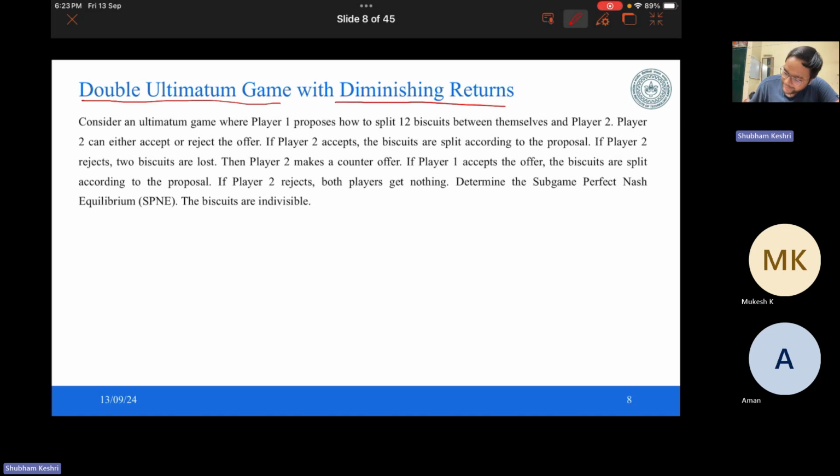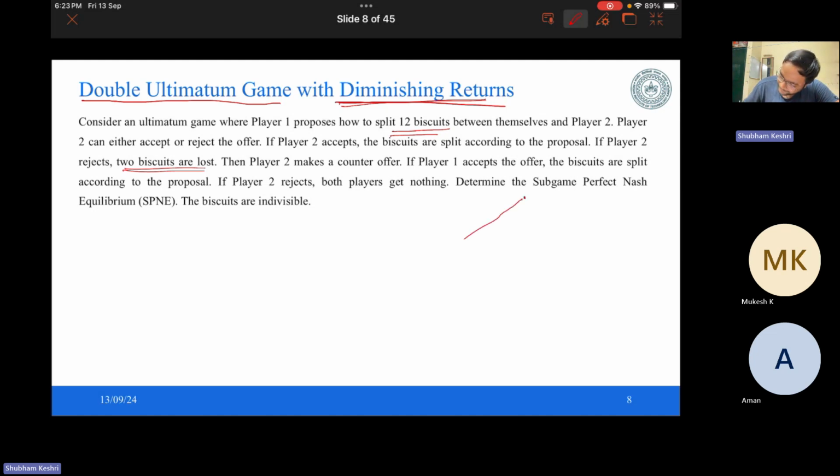So initially they started with 12 cookies. If there is a disagreement in the first stage, 2 biscuits are lost. When 2 biscuits are lost, in the second stage there are only 10 biscuits remaining, and from those 10 biscuits they have to divide. So this is how the diminishing return comes into play. From this, we will move on and build more concepts in today's lecture.